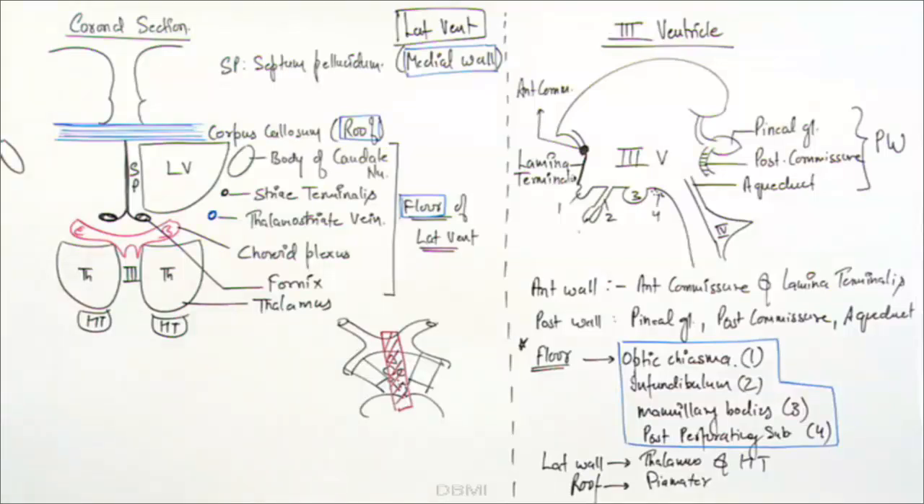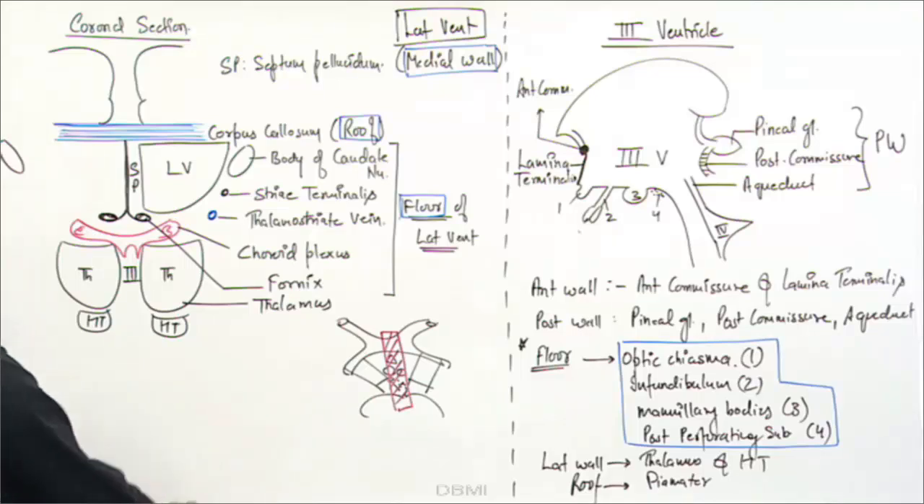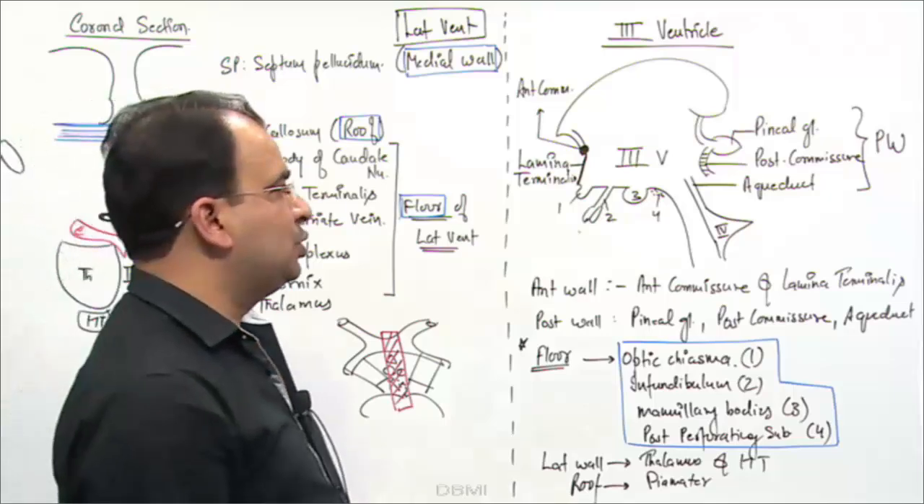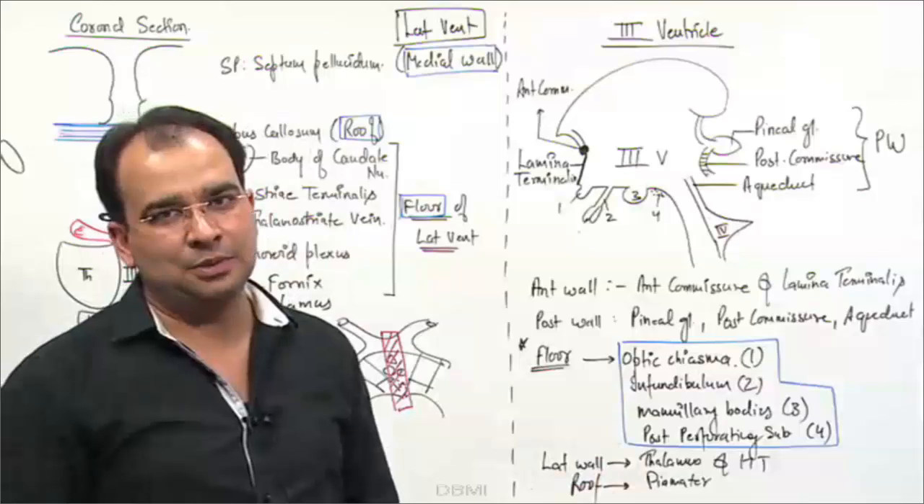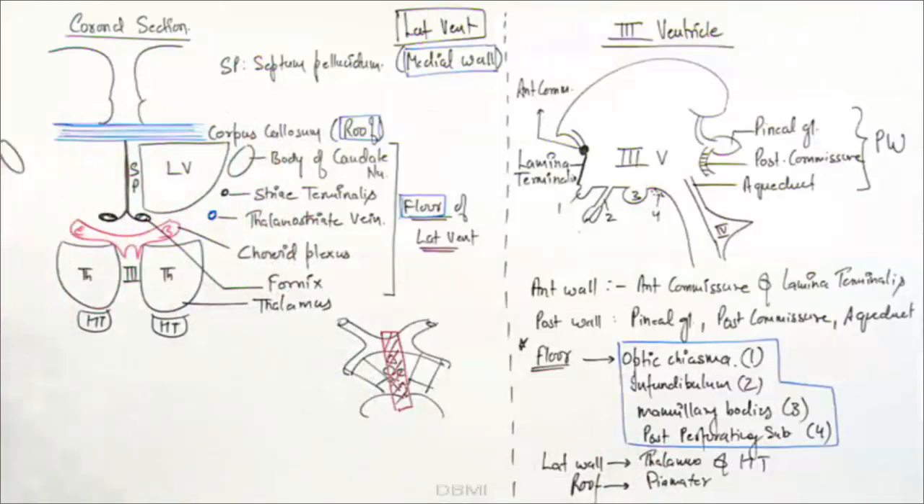So this is something about the lateral ventricle and third ventricle, the important things about lateral and third ventricle. So we are done with the association fibers, we are done with the commissural fibers. Now let's come to the last one, that is the projection fibers. Projection fibers, that is internal capsule and corona radiata. So let us finally come to the projection fibers.